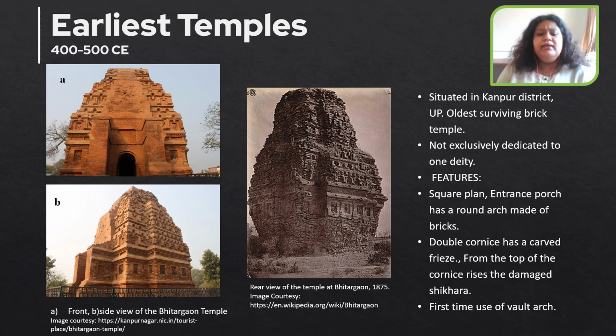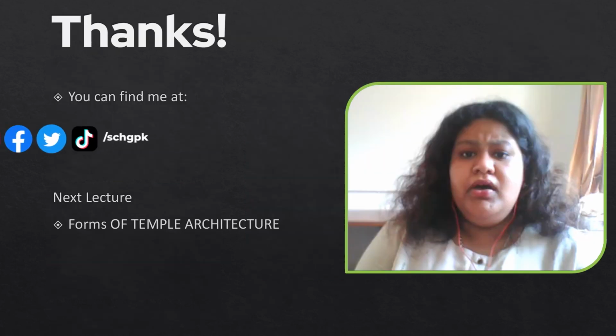Also the plan of the temple is square, and it has an entrance porch which forms an arch made up of bricks, and it is not as decorated as the previous temple, the Dashavatara temple. Now we see a temple cornice which has a carved frieze, and from the top of the cornice we can see the rising of the damaged shikhara, and for the first time we get to see the vaulted arch. The idea of the vaulted arch is quite prevalent in South Indian temple architecture.